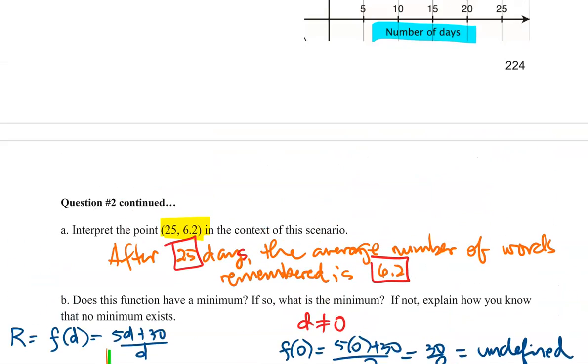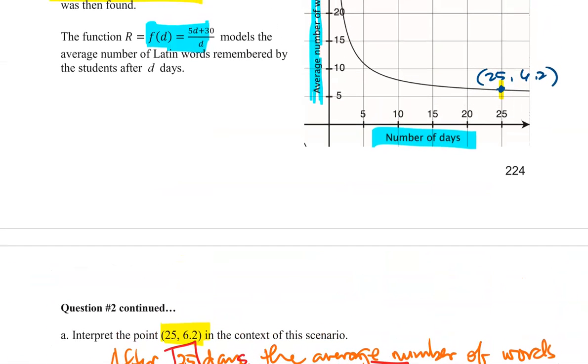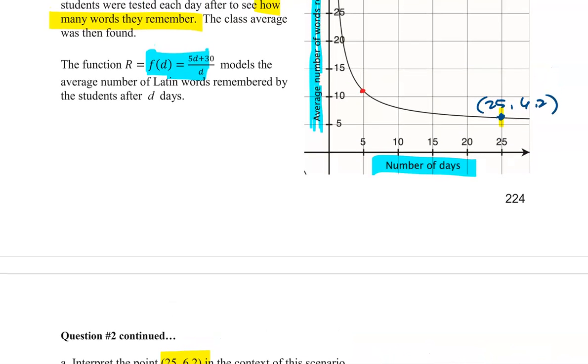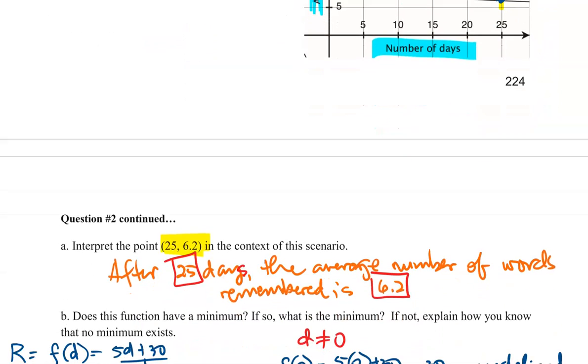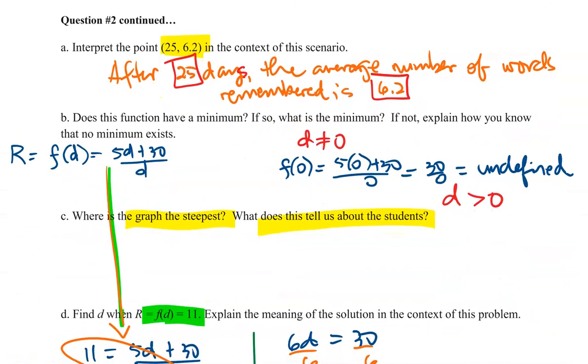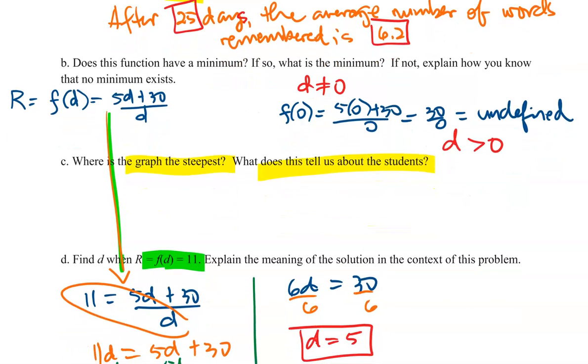Let's go back to our graph here. 5 days, so that is the average number of words remembered is 11. So after 5 days, the average number of words remembered is 11.